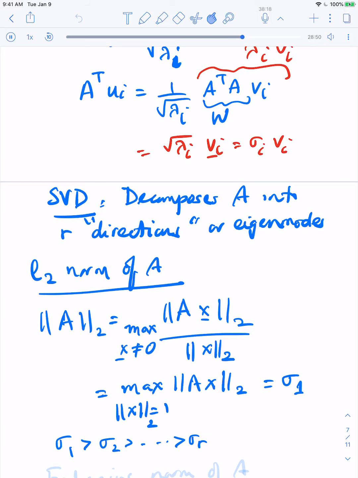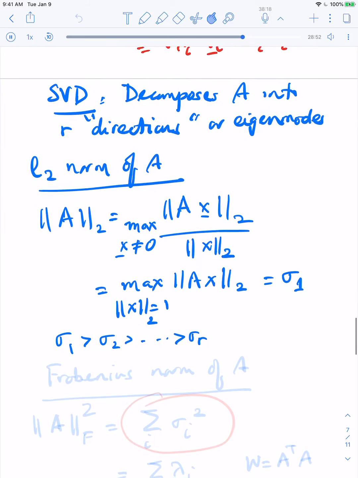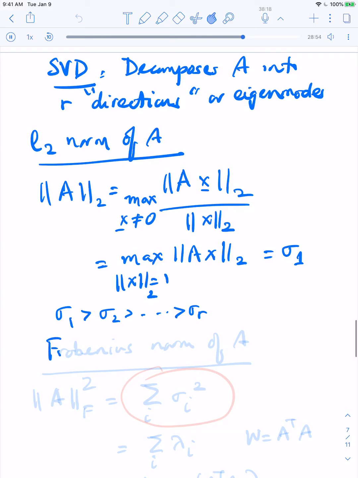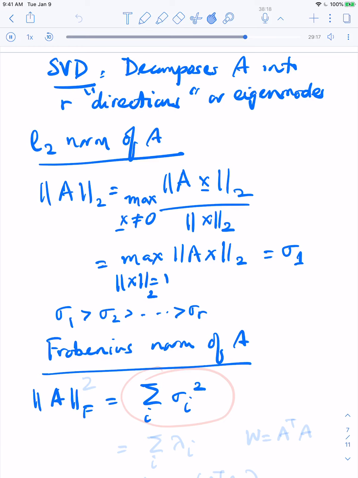What is analogous to the L2 norm of a vector? Well, that's the so-called Frobenius norm. So how would you define the Frobenius norm if it were the analog of the L2 norm for a vector? Well, the Frobenius norm is going to be the sum over the squares of the singular values, right? And you might actually have seen a different expression for it. So let's see what that boils down to.